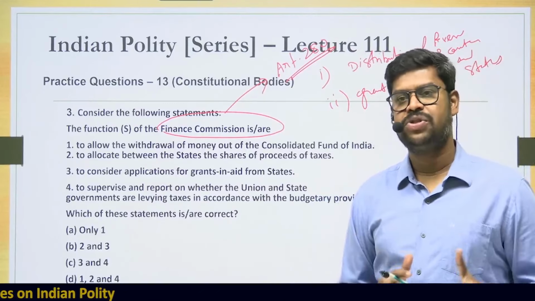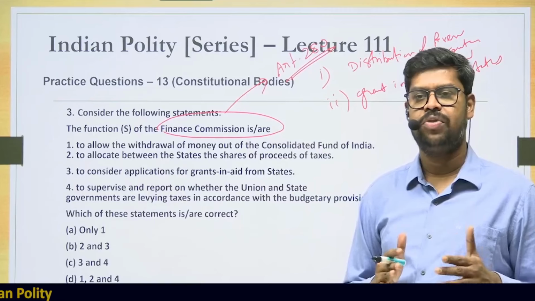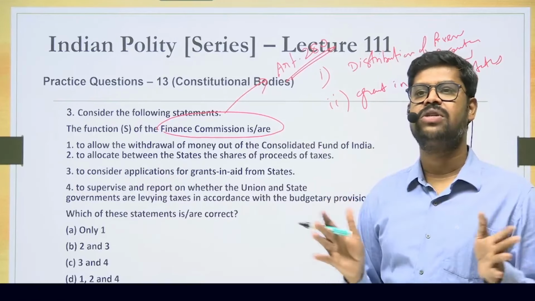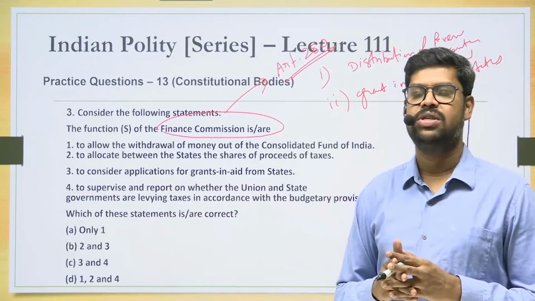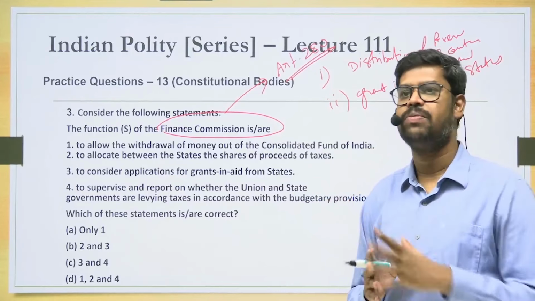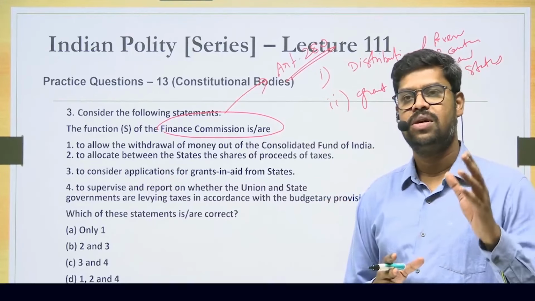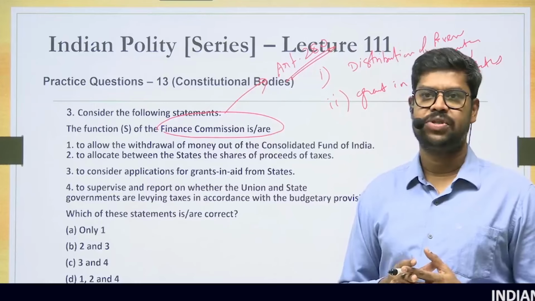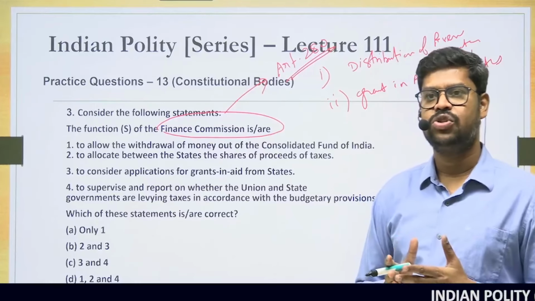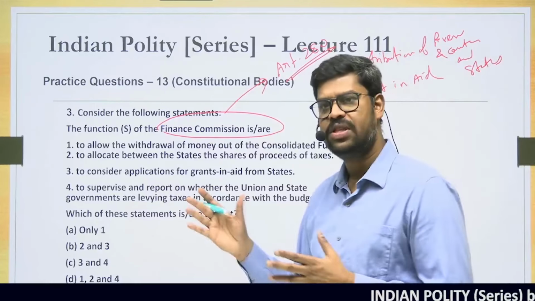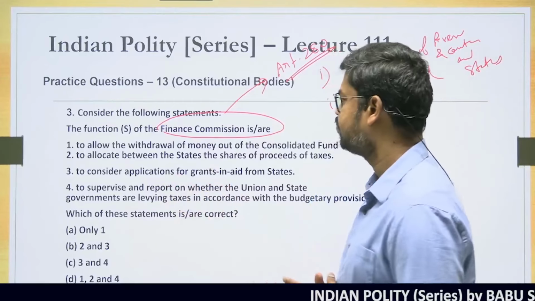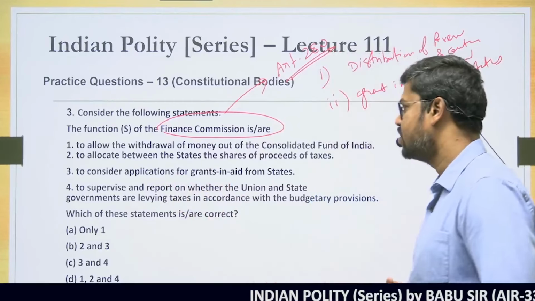The Finance Commission of India is a constitutional body. The composition of the Finance Commission is given in the Constitution itself. It shall consist of 4 plus 1 members, that is 4 members and 1 chairperson. So, therefore, with this information, let us try to understand which of the following are the functions of the Finance Commission.